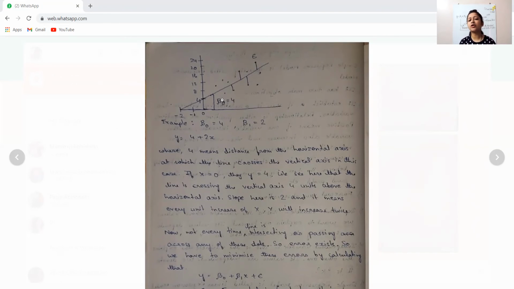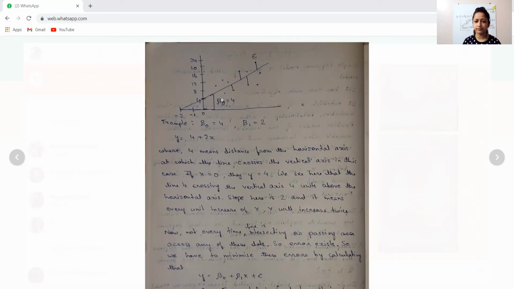But y cannot be 0. Why? Because there is some fixed cost of your business. So y cannot be 0. So why, if the independent variable is 0, can the dependent variable still not be 0? We see here that the line is crossing the vertical axis 4 units above the horizontal axis.